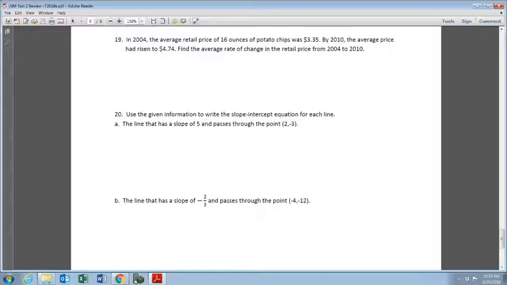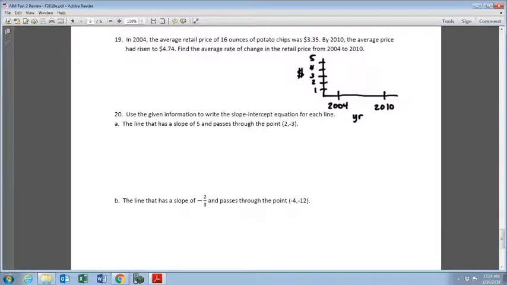Well, we learned in class that when you find an average rate of change, what you're looking for is the slope of a line. So I'm going to use a little picture here to help you see this. I'm going to go ahead and draw a graph.